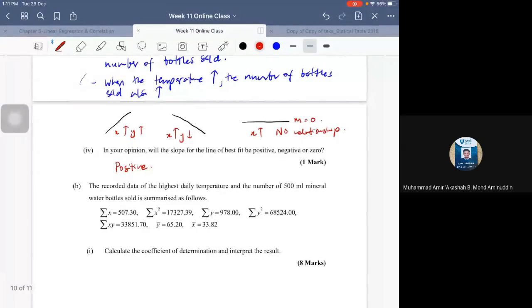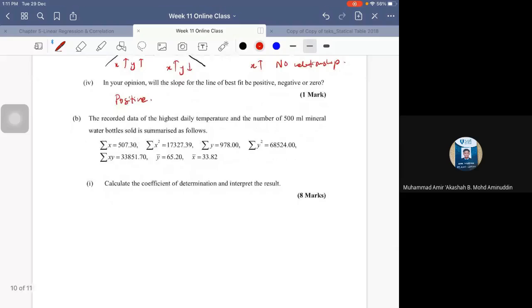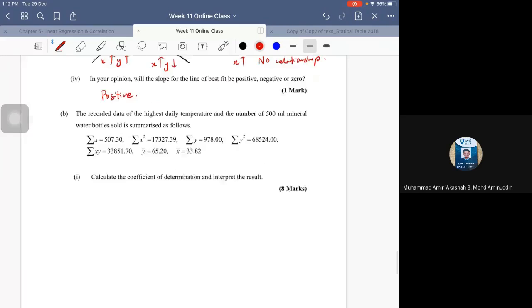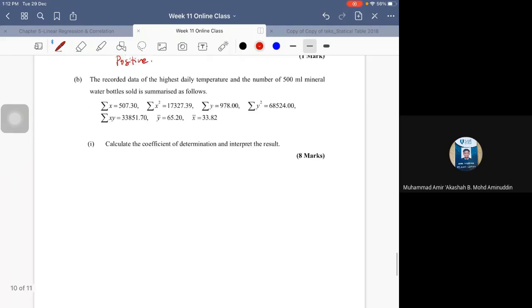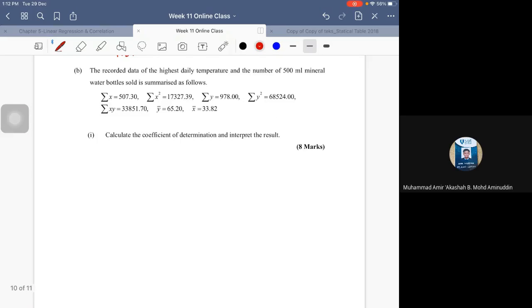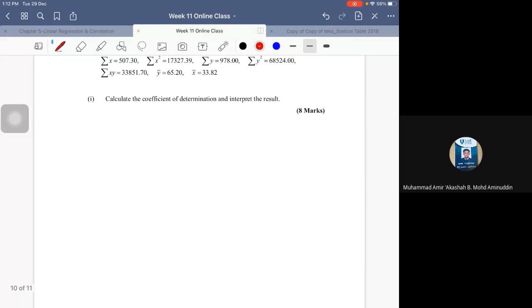Okay. Right, so for B, the recorded data of the highest daily temperature. It's going to be pretty much the same idea as before. Just now we started at what time? So we still have another 18 minutes. This is pretty much going to be the same calculation as before, so I'm not going to calculate this. I will leave that to you, but I'm going to discuss with you the other stuff.